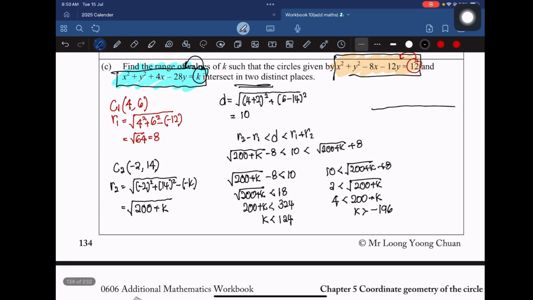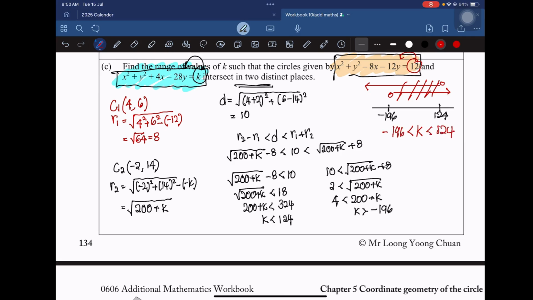So since that, if I draw the number line, negative 196 and 124 are like that. Negative 196, you don't include that, k is more than it, and 124, k is less than it. So if one is more than and one is less than, you see the overlapping part is here. Therefore, your k value is in between negative 196 and 124, because there is an overlapping part. Okay, get it? I hope you get the idea.